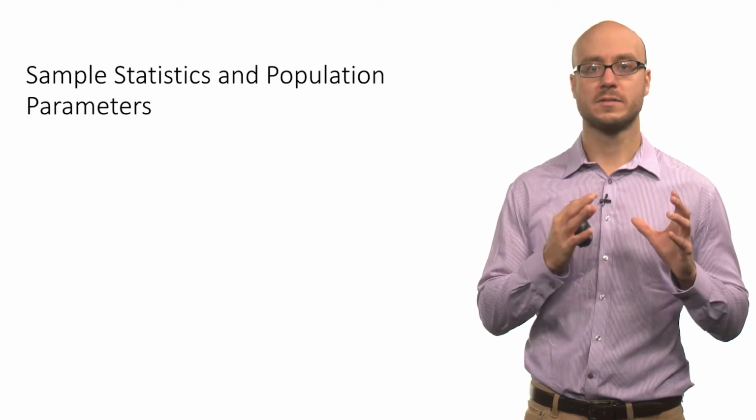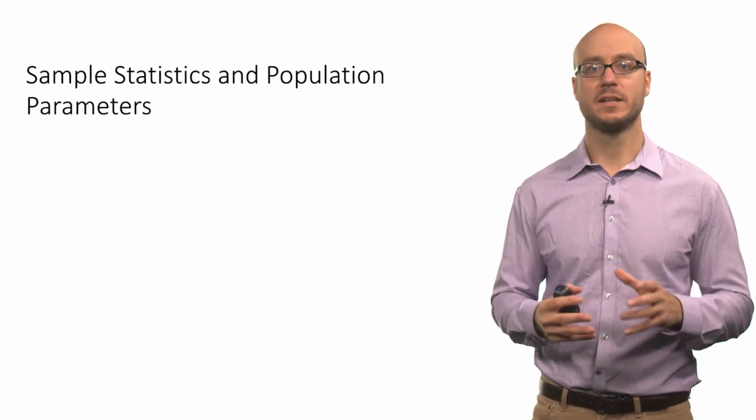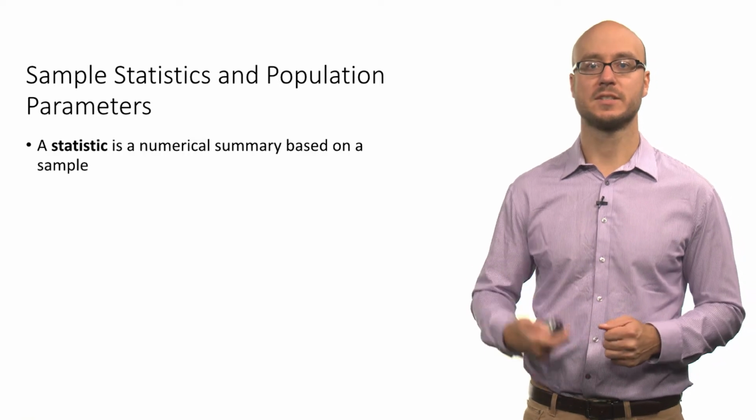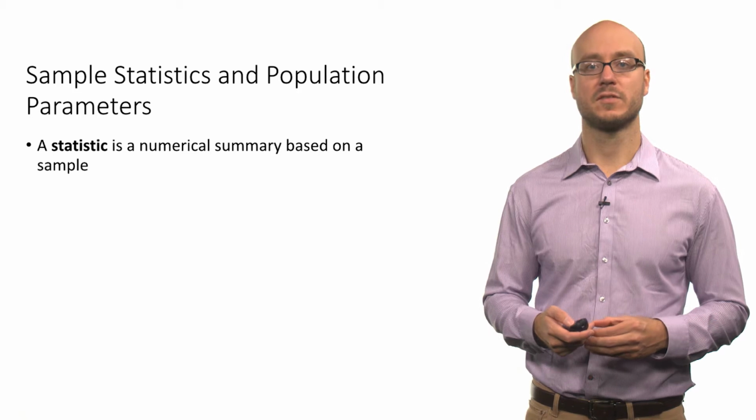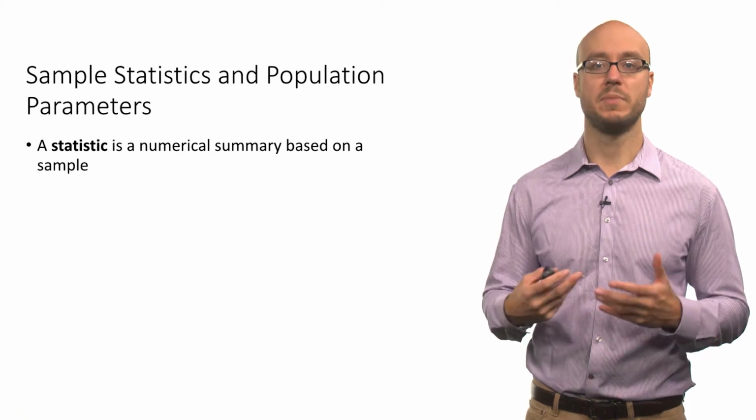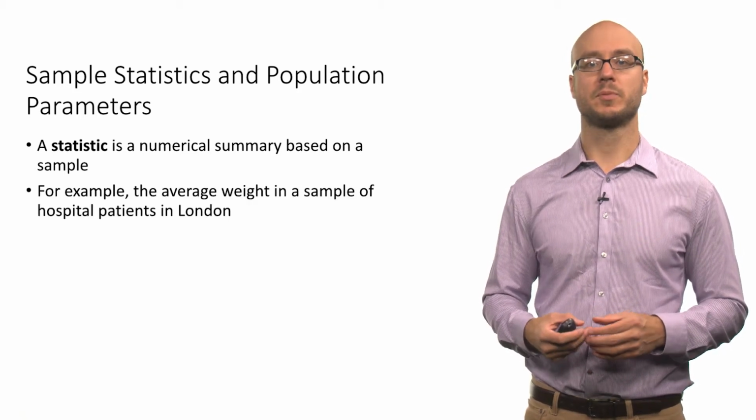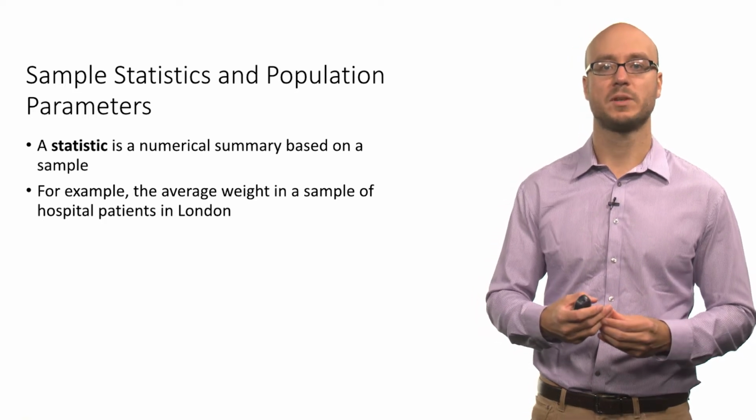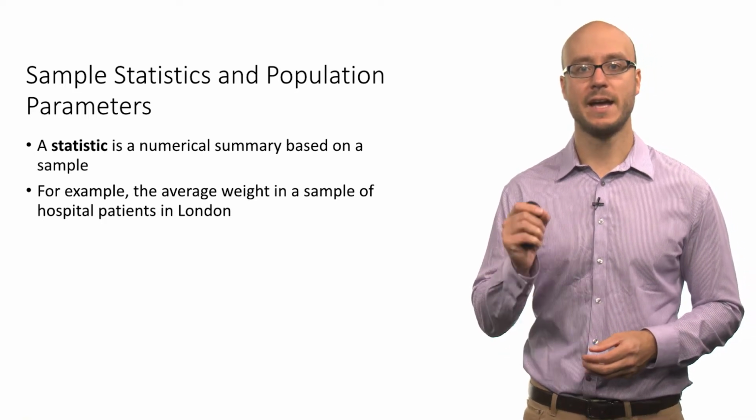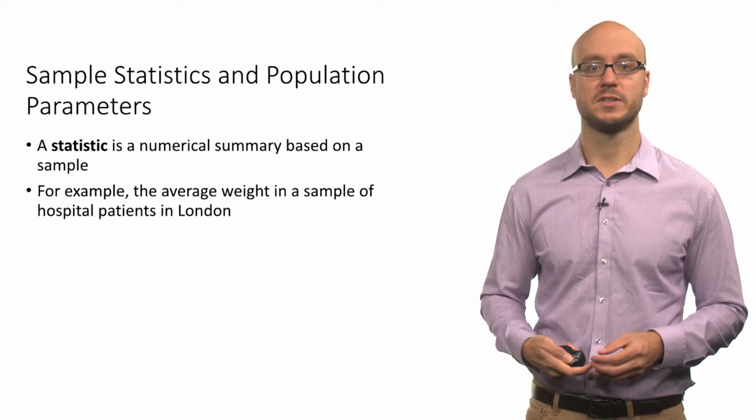When we talk about samples and populations, we like to distinguish between sample statistics and population parameters. A sample statistic, or statistic for short, is a numerical summary based on a sample. For example, you might say, what's the average weight in a sample of hospital patients in London? That is a statistic or sample statistic.